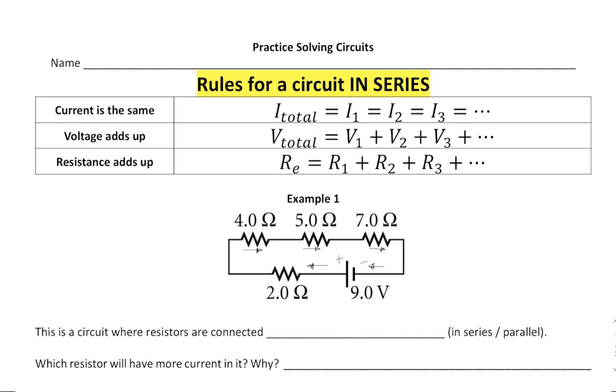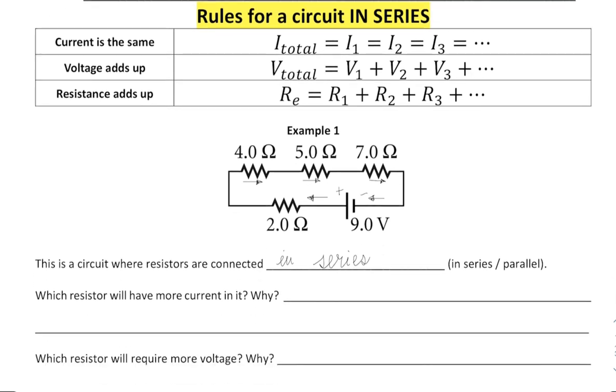So altogether, all of these resistors added together have the same current. They all have the same current because they are connected in series. So the first question, how are these connected? They're connected in series. So that's your choice right here.